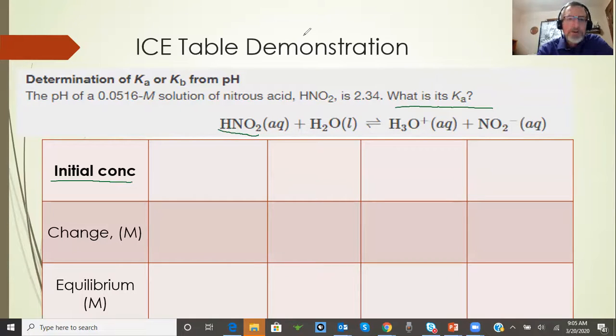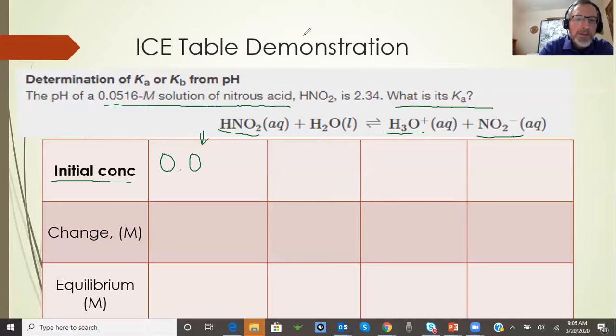This is the HNO2 column, and then we have the hydronium ion and the nitrous anion column. It gives a 0.0516 molar solution of nitrous acid. That is the total solution at time t equals 0 of nitrous acid. And if you guys disagree or do not see this, please let me know. But that's 0.0516. That is the initial concentration of nitrous acid.